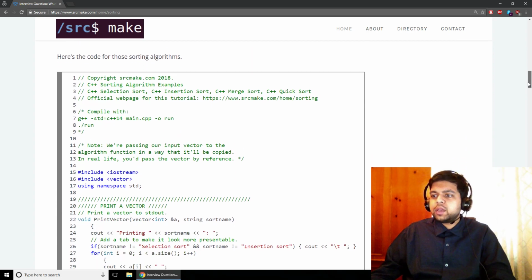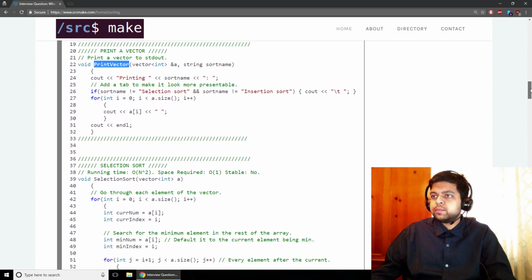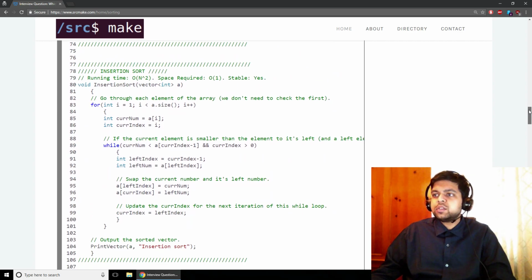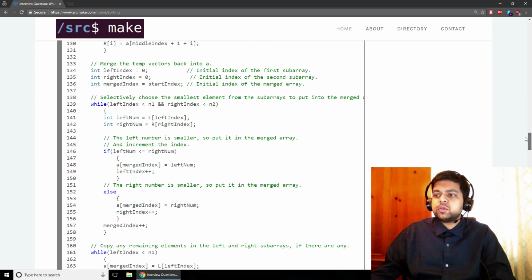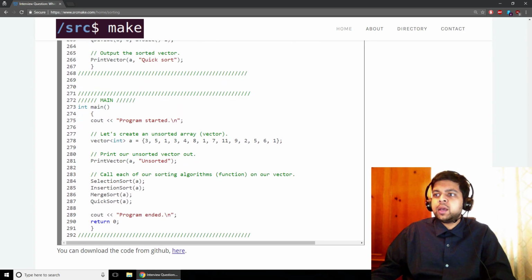I have some C++ code here. There are five functions. Print vector is going to print a vector if you give it the vector. We've got selection sort, insertion sort, merge sort, quick sort, and an int main that is going to initialize a vector that's unsorted, and it's going to call each of the sorting algorithms to actually sort the data. So you can read through this code if you want to see how the algorithms work.